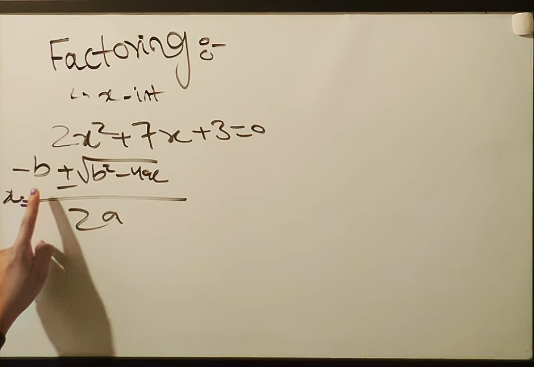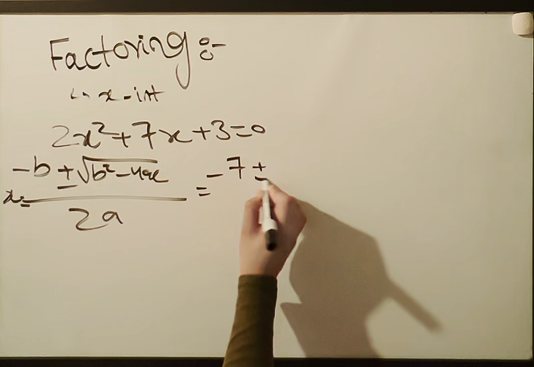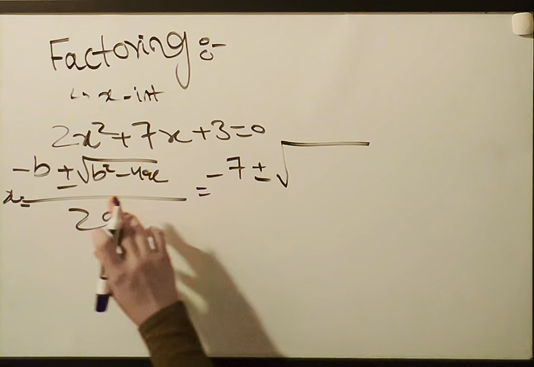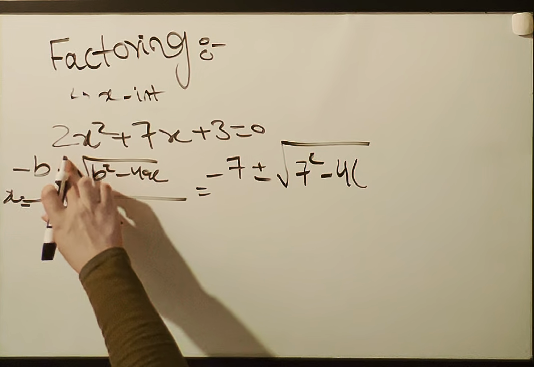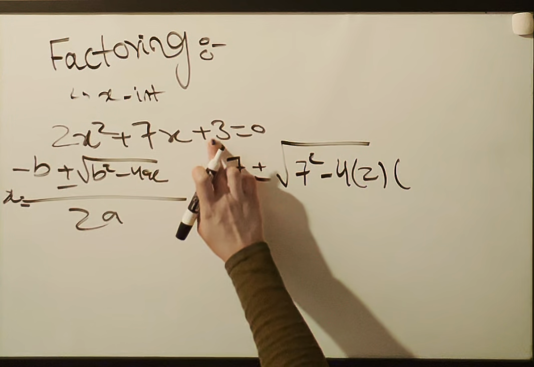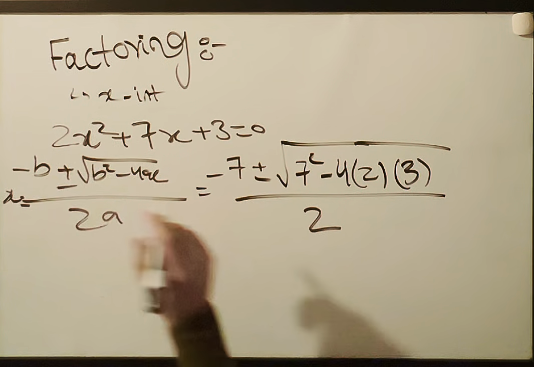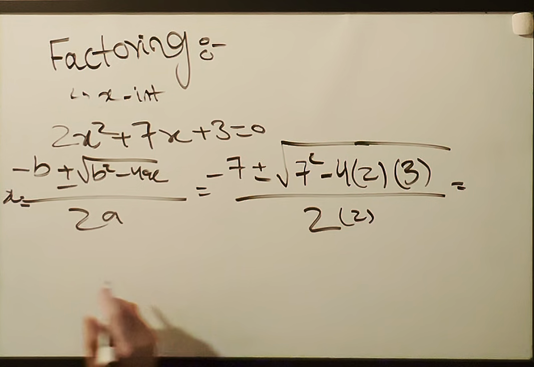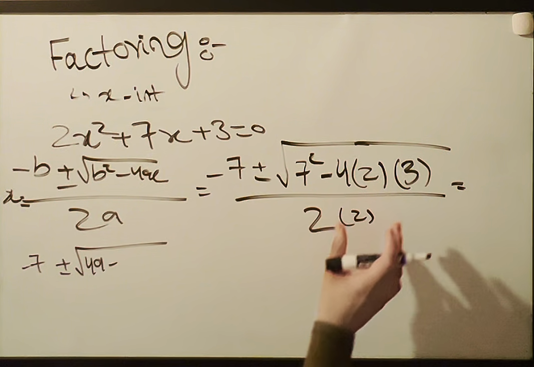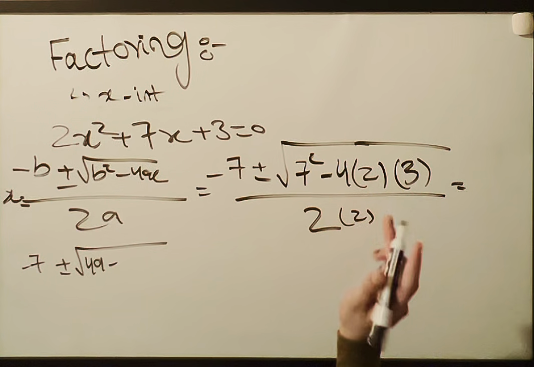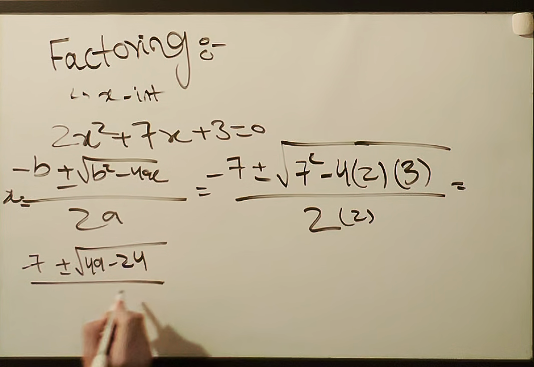Okay, now what's my b value? You can see that it's 7. So negative 7 plus or minus the square root of b squared, which is 7 squared, minus 4 times the value of a, which is 2, times the value of c, which is 3, divided by 2 times a, which is 2. Okay, negative 7 plus or minus the square root of 49 minus 4 times 3 is 12, 12 times 2 is 24, divided by 4.